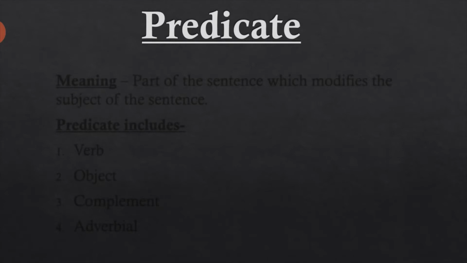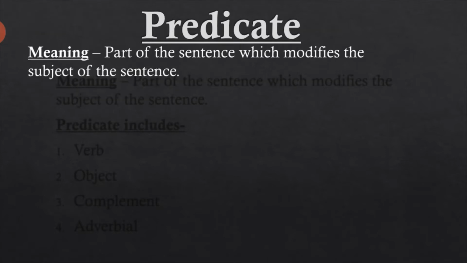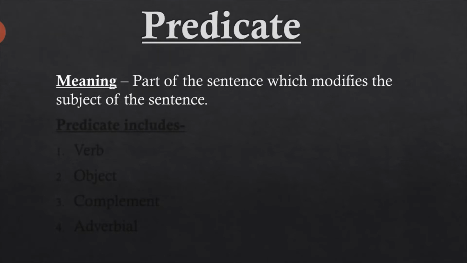We have learned already about predicate, right? We have seen that predicate is a part of the sentence that tells about the subject of the sentence, or predicate modifies the subject of the sentence. And we also have seen what comes in the predicate. So there comes a verb.